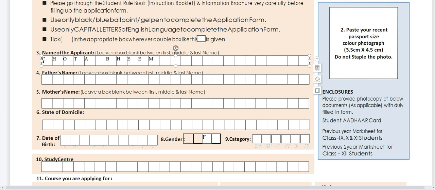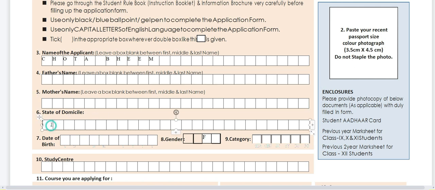BHEEM. Okay, now when we come to the father's name, the same pattern you have to follow. Just write the name of your father, leave a blank. If there is a middle name, then write that particular middle name, and after completing again leave a blank, and then just write the last name. Same goes with the mother's name also.